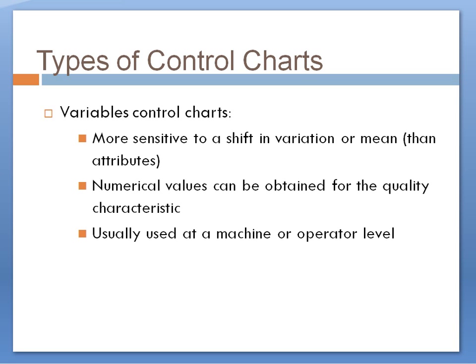The variable control charts are more sensitive to a shift in variation or mean than the attribute control charts. Also, numerical values can be obtained for the quality characteristic. You can transform or convert a quality characteristic into numbers. And it's usually used at the machine and/or operator level.